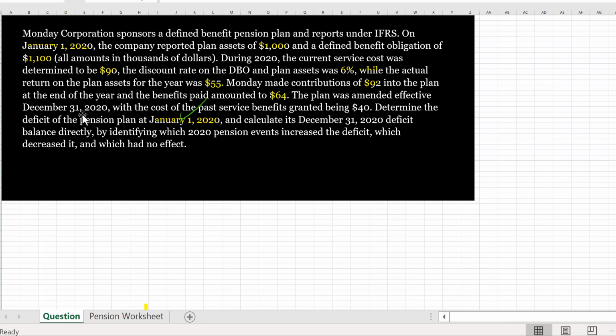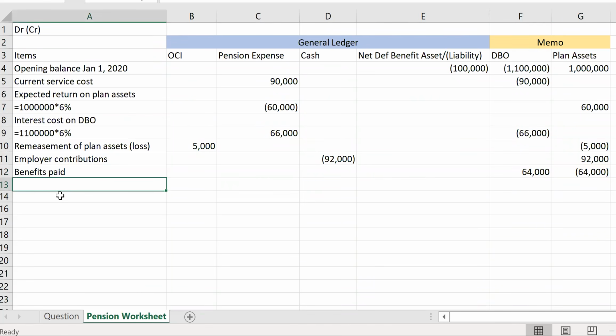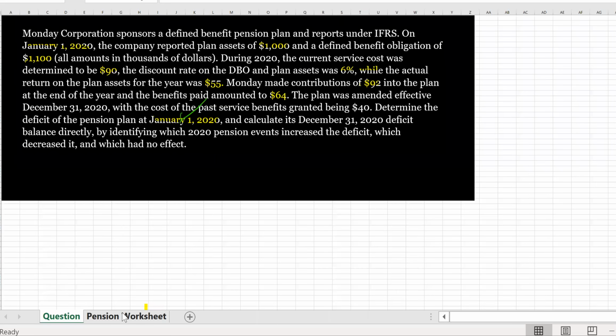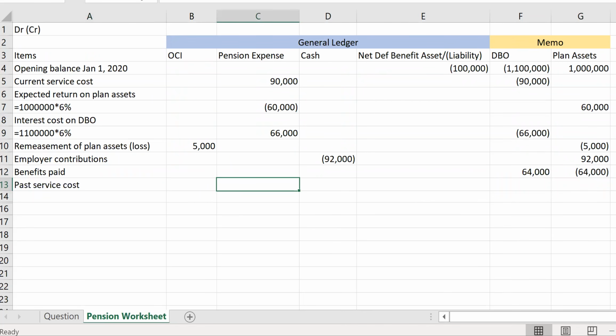And the plan was amended effective December 31st, 2020 with the cost of the past service benefits granted being $40,000. So past service cost. Now, past service cost is where we've looked at someone under the pension plan and we've decided that we'll give them additional benefits that had to do with service they provided in prior years. And both IFRS and ASPE require this amount to go straight through net income. So this doesn't go through OCI, even for IFRS, it goes through net income. So we're going to have $40,000 here as an expense. And of course, this is a debit expense.